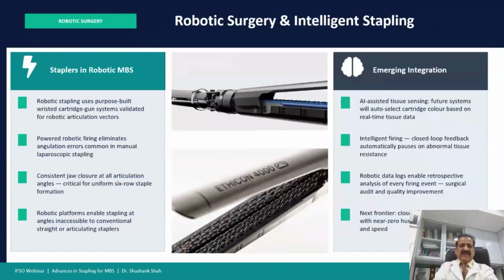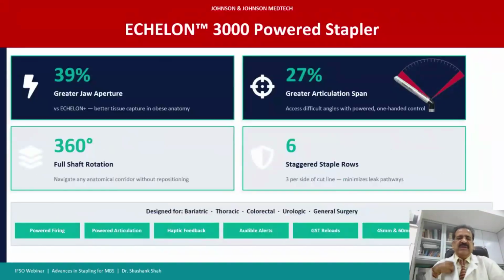Robotic surgery and intelligent stapling. So now the stapling is becoming more robotic. Robotic stapling uses purpose-built wristed cartridge gun systems validated for robotic articulation. Now there are a lot of advantages of AI-assisted tissue sensing, intelligent firing, and data collected through retrospective analysis of all the firings, and that can advance us to the next stage. Robotic is definitely picking up, but still, the majority are still using the powered articulated guns.